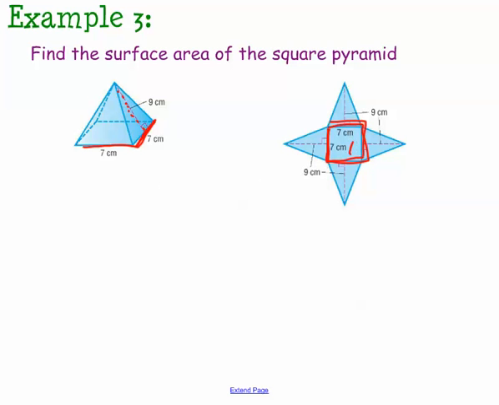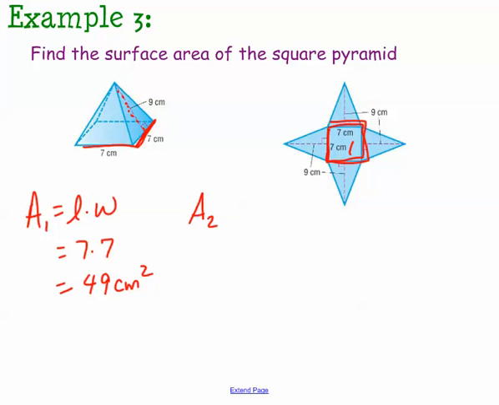So let's first start off with, I've got one square. So the area of my square is length times width. So that's 7 by 7. So that's simply 49 centimeters. So I only have one, so that means I'm finished with that one. So now let's move to my triangles.